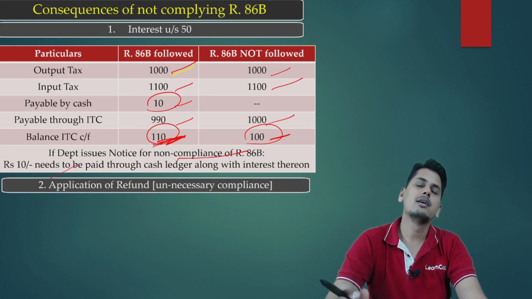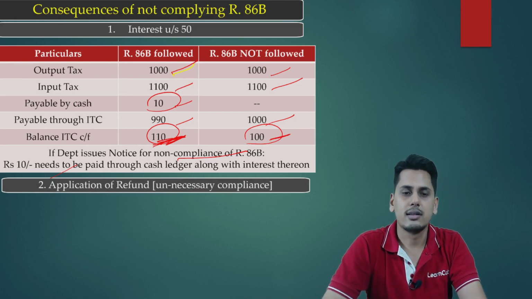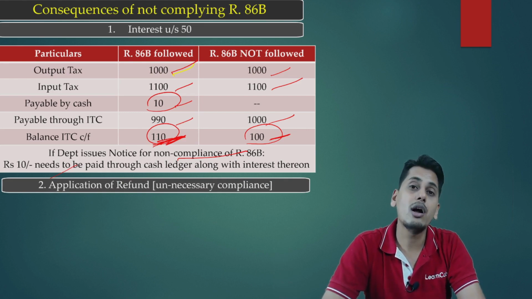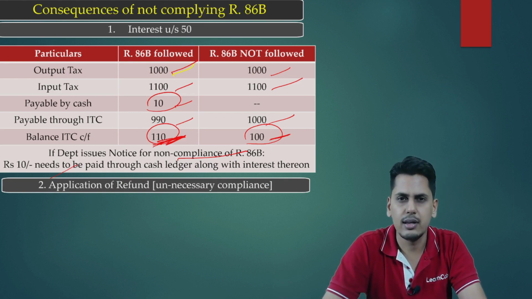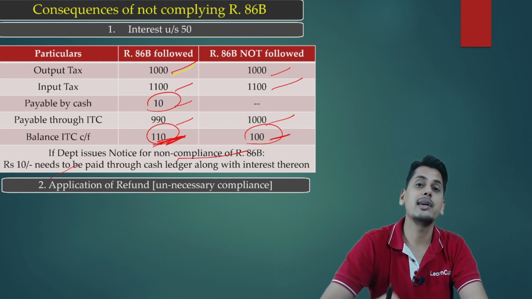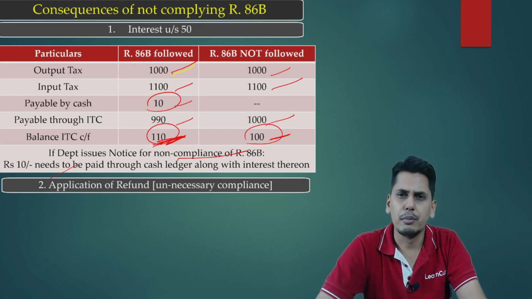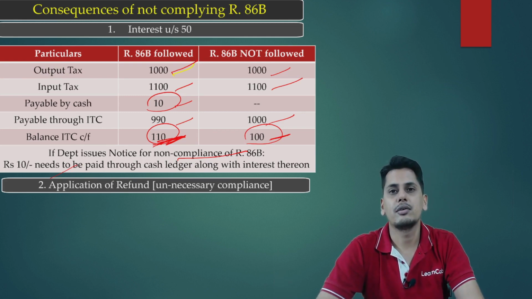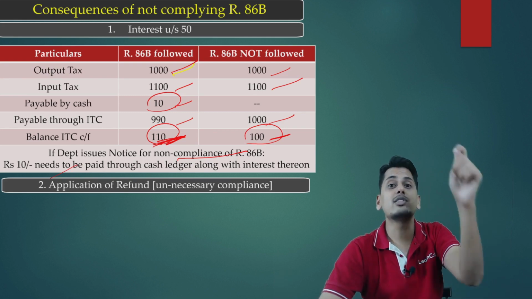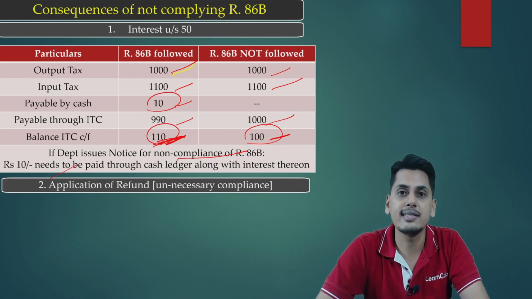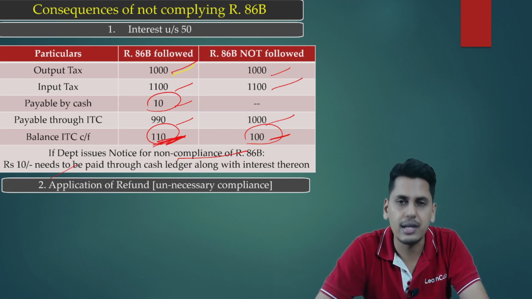Now friends, this result of non-complying with Rule 86B is not written anywhere, it is just by implication. It is just by implication. But is there any place where the consequence of non-complying with Rule 86B is mentioned specifically?